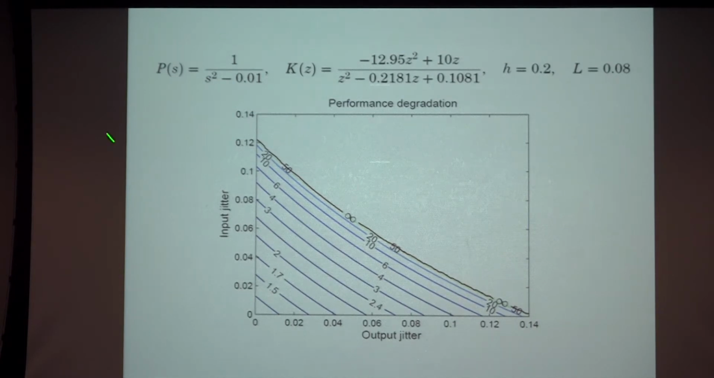So here is an example. The plant could be an inverted pendulum, I guess. The controller, probably some kind of PI or PID type controller. Sampling interval and, so to say, the nominal delay. And here we see the output jitter on this axis, the input jitter on this axis, and we see the value of this gamma here. And we see that if we have too large output or too large input jitter, we will lose stability. So here is our kind of stability limit, but we can be anywhere below here and have a stable system.